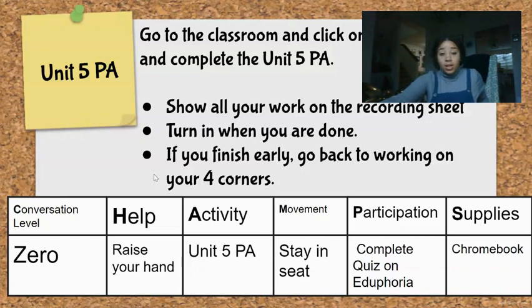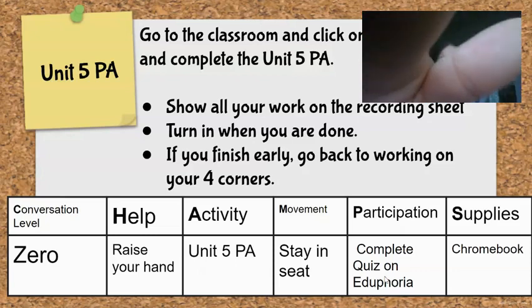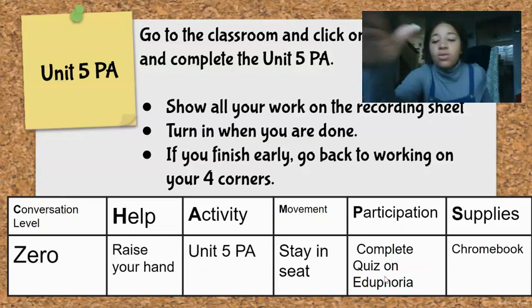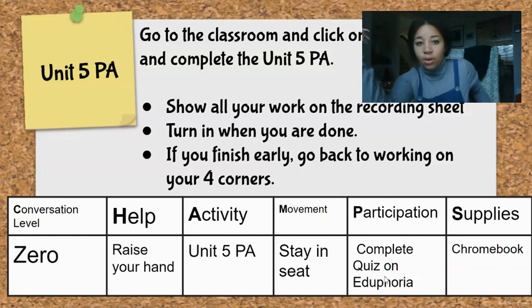All right, during this time, you should have a conversation level 0. Raise your hand if you have any questions. It's the performance assessment. Stay in your seat. Complete the quiz on Eduforia, and all you need is your Chromebook at this point. If you do not have your Chromebook, if you got it taken away from you, obviously you might not be able to watch this. You're just going to complete your four corners exercises and work through that for today.